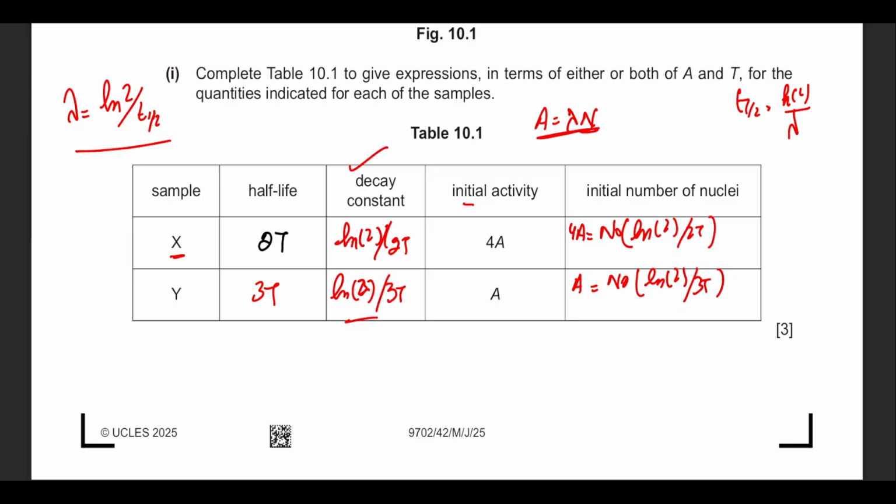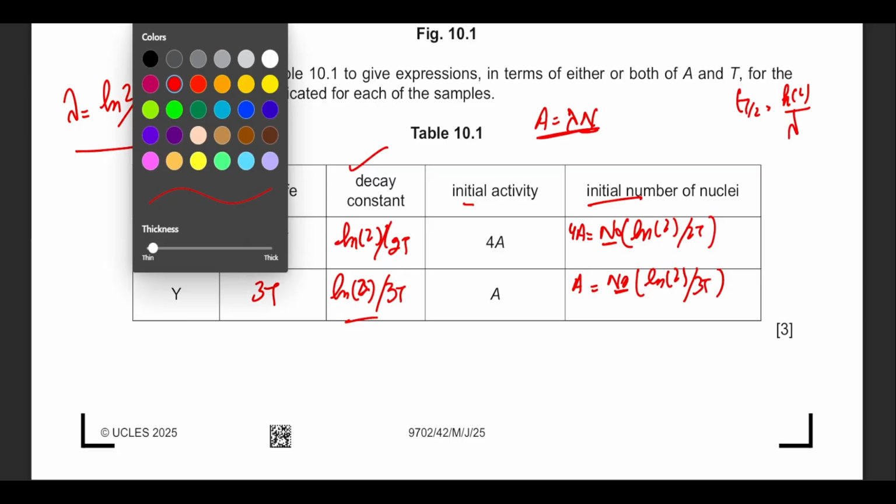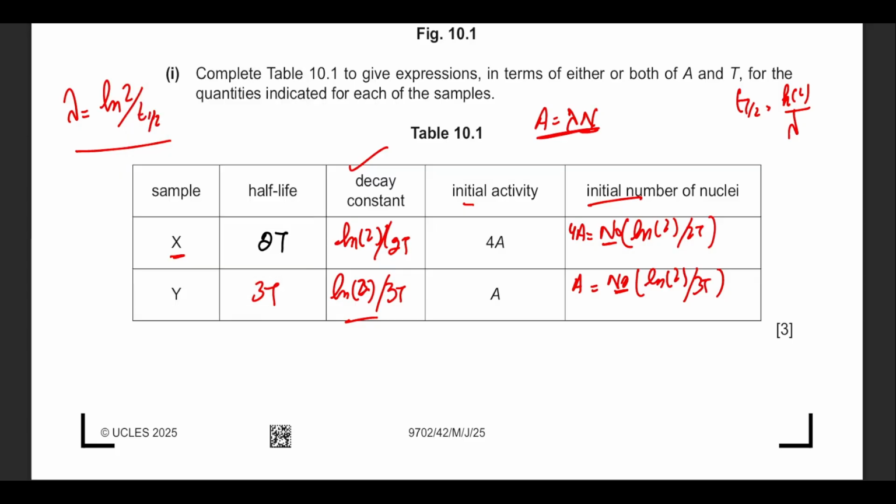Now, since we want to find the initial number, let's make N naught the subject of the formula. That is the main goal. So if I simplify this, this is going to come out as 8AT divided by ln of 2. This is going to come out as 3AT divided by ln of 2.